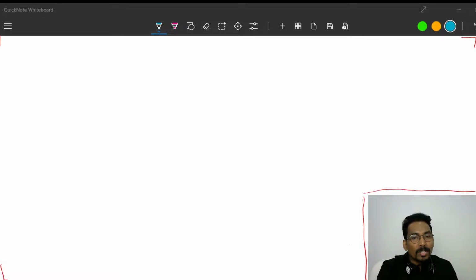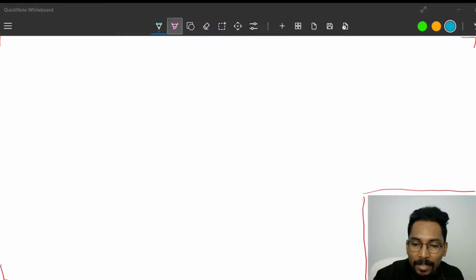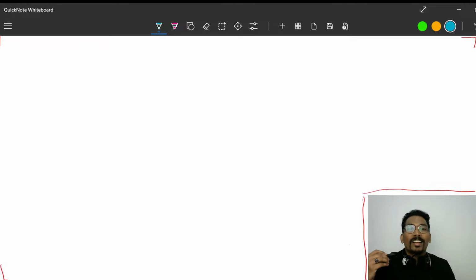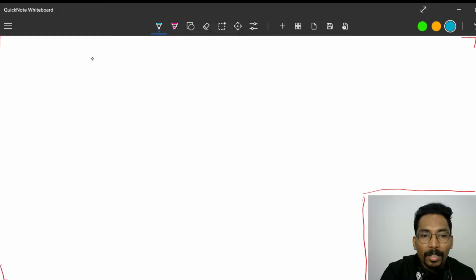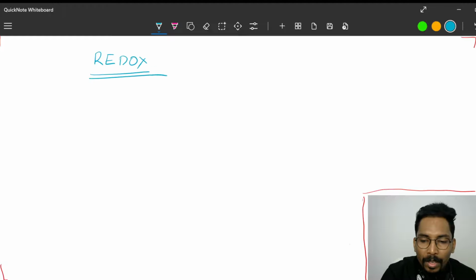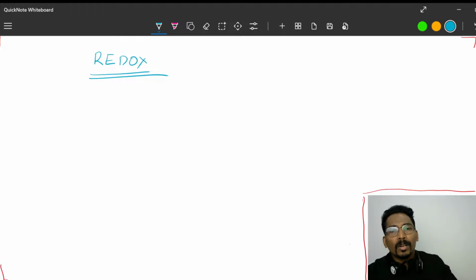I hope all of you know the chapter redox reactions. It's a very simple, very small chapter, but still a very important chapter. We have many important concepts in that chapter. Clear? I hope all of you are familiar with the word redox. So we can start redox reactions. We are just starting with a random topic today.